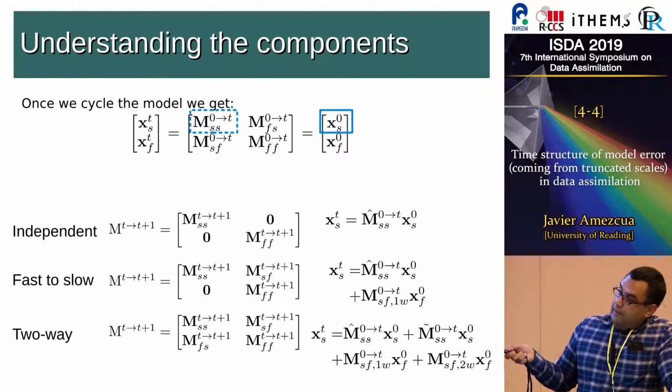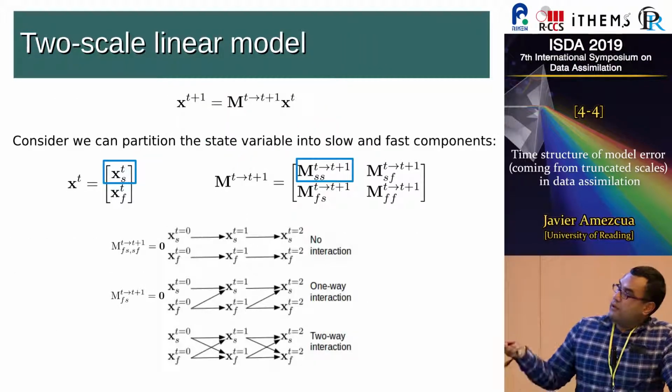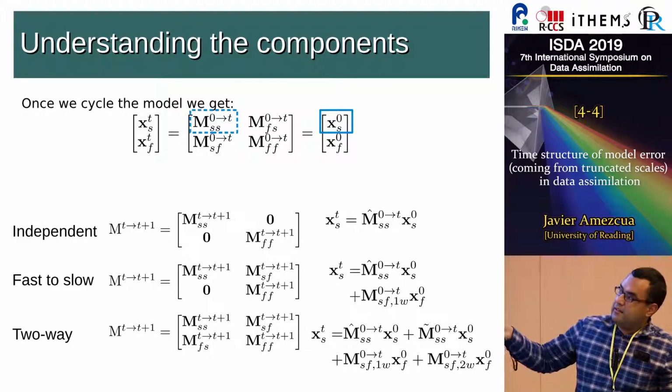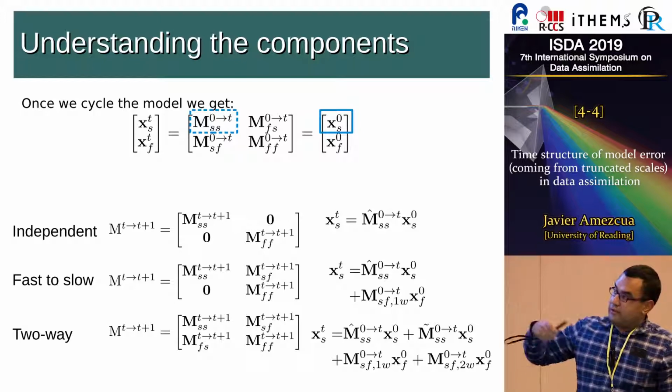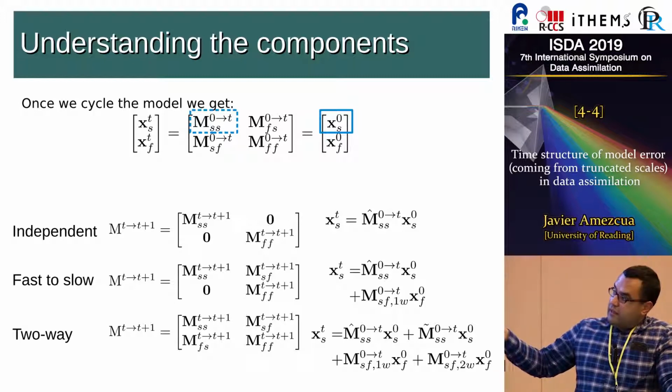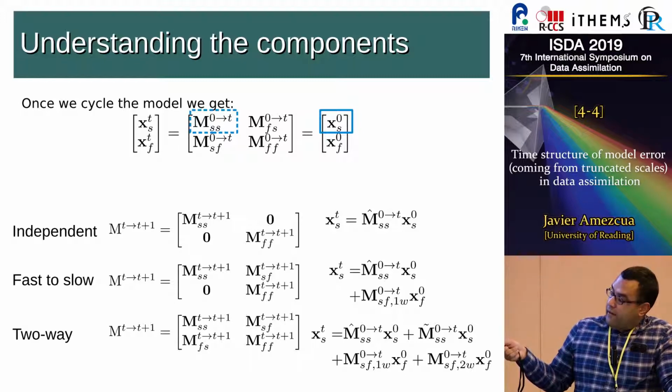In the previous picture I had one single time step. Now I'm iterating, in this discrete case, the transition matrices for t time steps from 0 to t. In the absence of interactions, I just have a direct evolution from the slow initial condition to the slow final condition. In the case of one-way interactions, I have direct evolution from the slow initial condition to the slow final condition, plus a component coming from the fast initial condition, and I call this one-way noise.